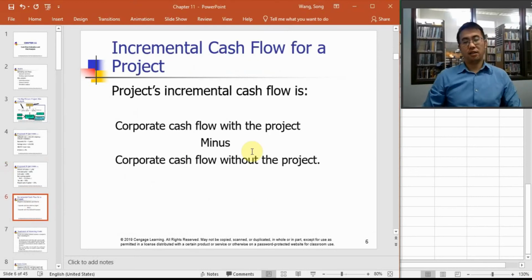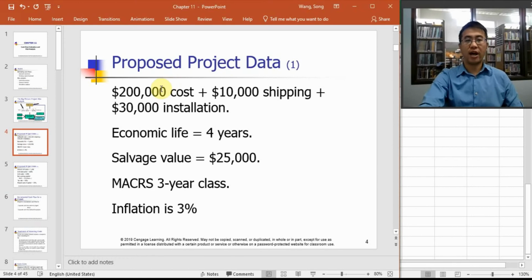When we calculate the cash flows, we should use incremental cash flow, which is the cash flow with the project minus the cash flow without the project. Well, this project starts from scratch. It's a brand new project, meaning you have no old project to abandon. This is not a replacement of an old project. So we just focus on the cash flows brought by the new project.